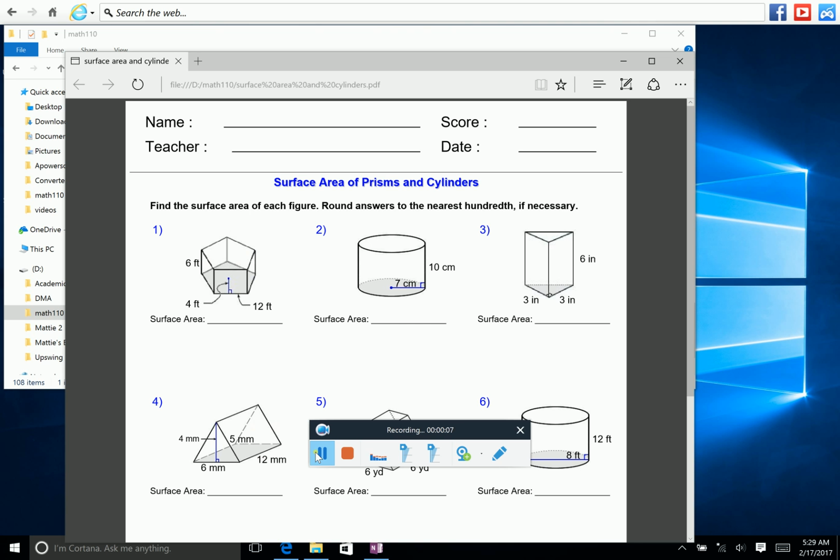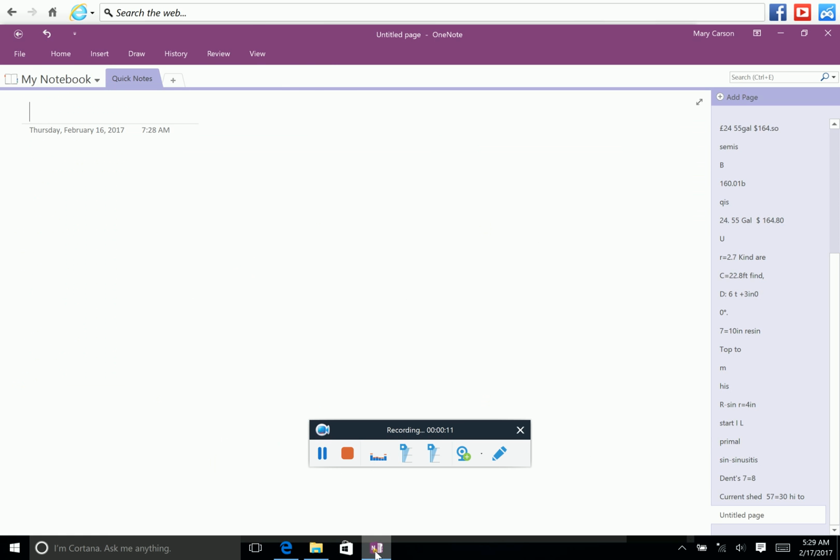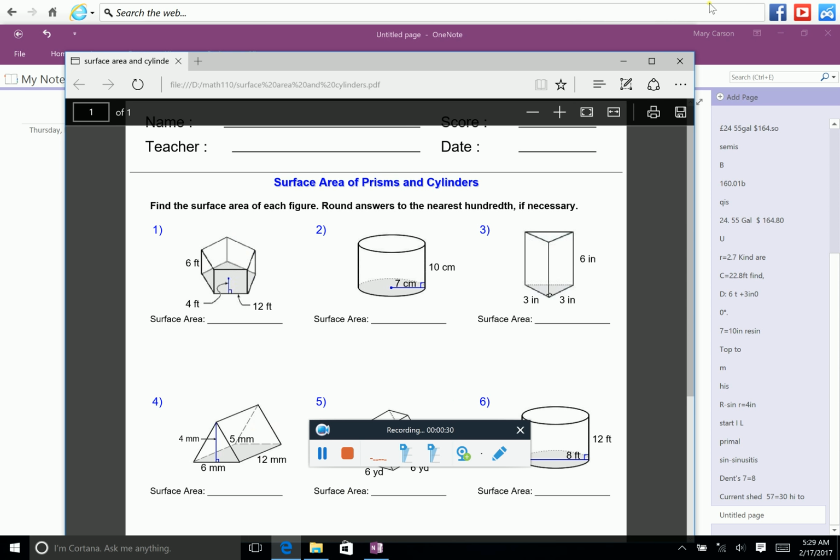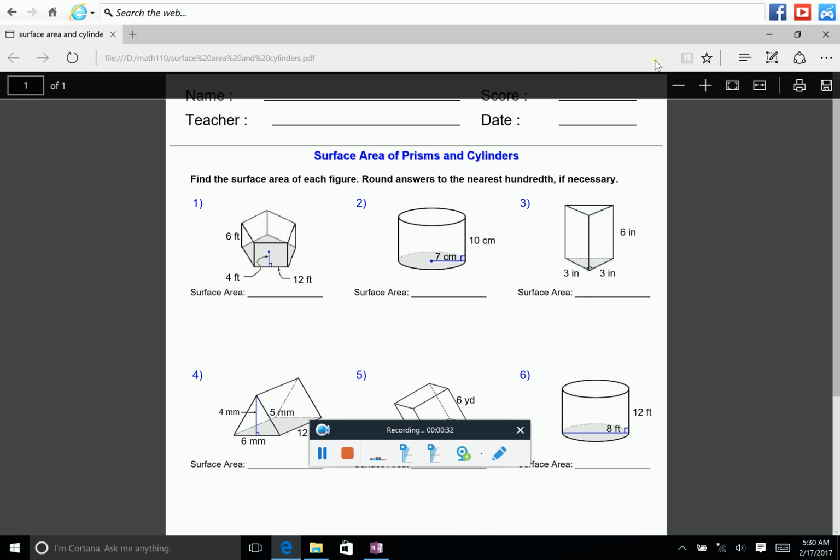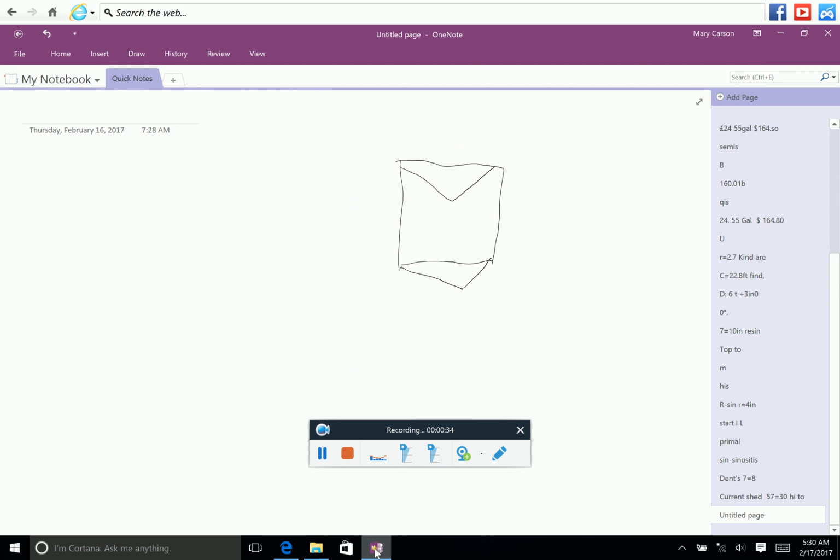Okay, so Brittany, I wanted to show you how to do number 3 and number 8. So let me pull this up. Well, that's a terrible drawing, but anyway. And this is your right angle. This is 3, and this is 6.